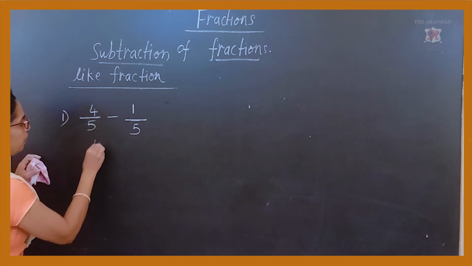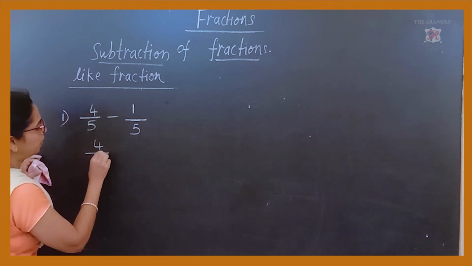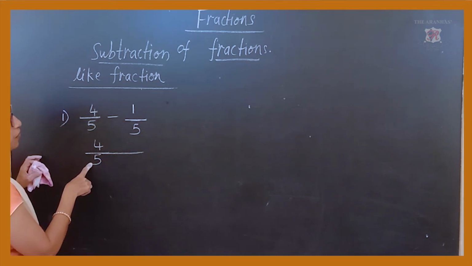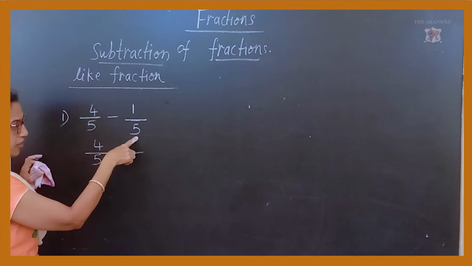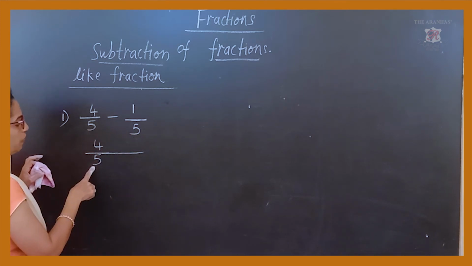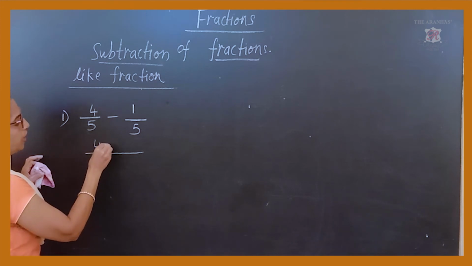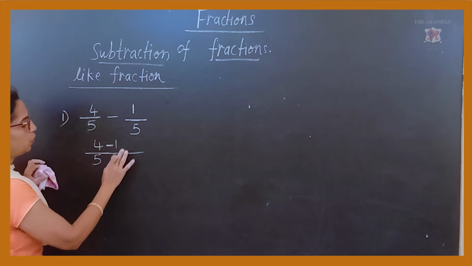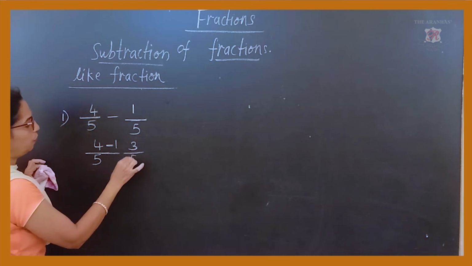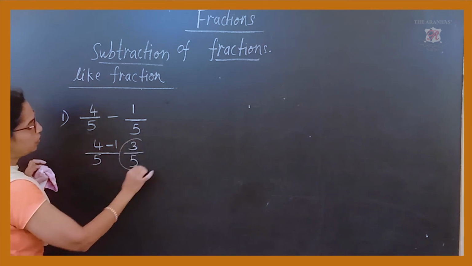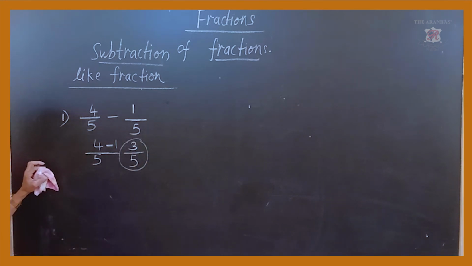So the first step, we write 5, which is the same in both. Both the fractions have the same denominator, so we will write it just once, and 4 minus 1 gives you 3 upon 5. So the simple answer you will easily get is 3 upon 5.